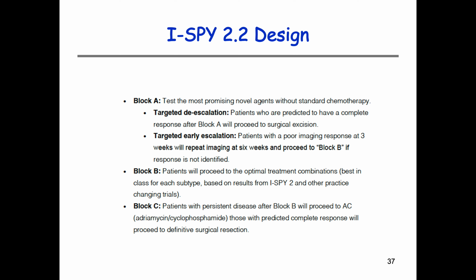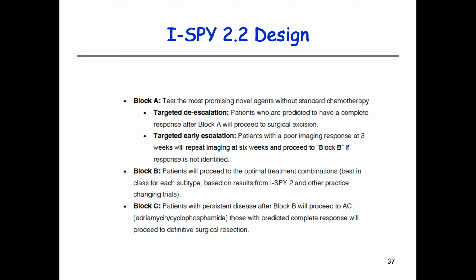Now, the I-SPY 2 design is in Block A, Block B, Block C, and I will show a diagram shortly. But what we do is, in Block A, test the most promising novel agents without standard chemo, but then we have a targeted de-escalation. Patients who are predicted to have a complete response after Block A proceed immediately to surgery. However, patients with poor imaging response at 3 weeks will repeat imaging at 6 weeks and proceed to Block B if response is not identified.